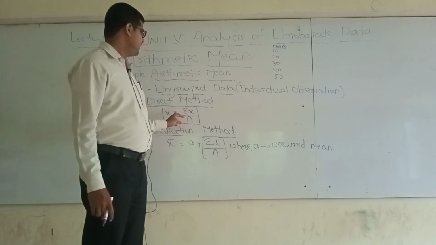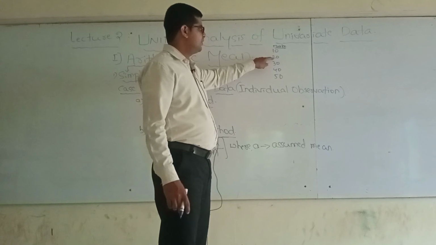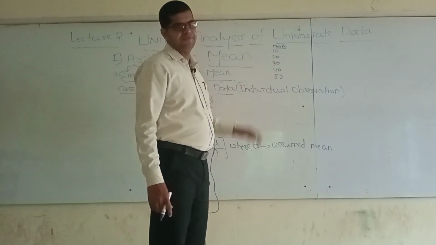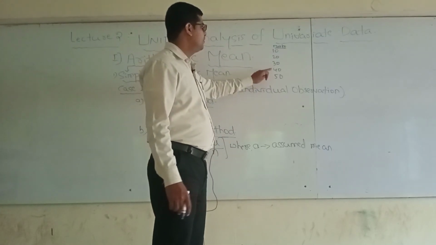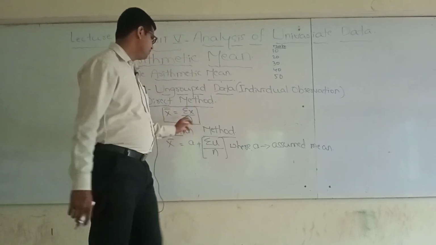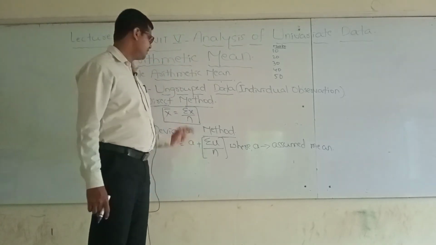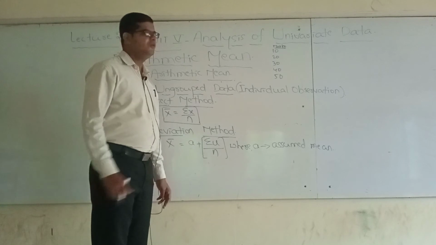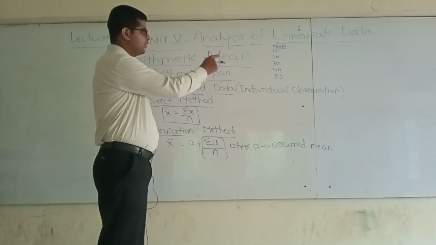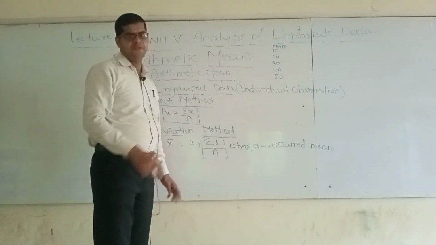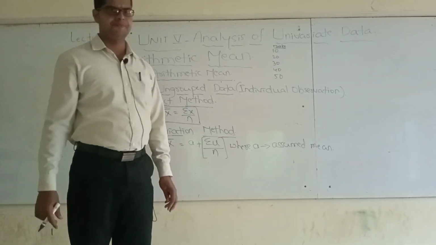So what is the answer? X bar is equal to 10 plus 20 plus 30 plus 40 plus 50 divided by 5. You are going to get the answer. Under direct method, x bar is equal to 10 plus 20 plus 30 plus 40 plus 50 divided by 5. So you are going to get the mean average.